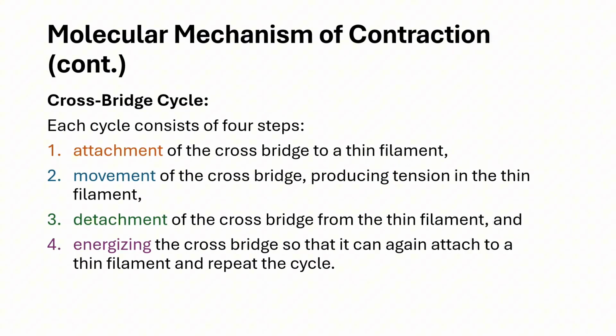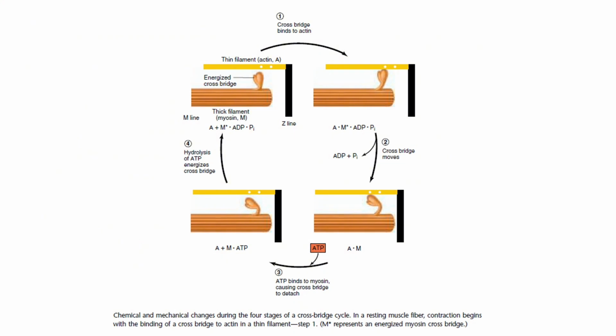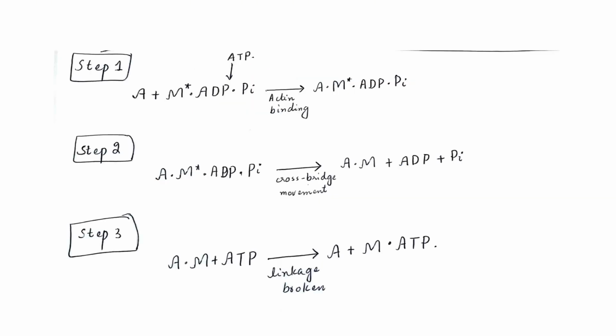Now the cross-bridge cycle consists of 4 steps, as we already discussed: attachment, movement, detachment, and energizing. So this diagram provides a detailed representation of the cross-bridge cycle. It highlights the chemical and mechanical changes that drive muscle contraction. Let's discuss it in a simpler form. This slide presents the chemical equations for the cross-bridge cycle. It breaks it into 3 key steps.